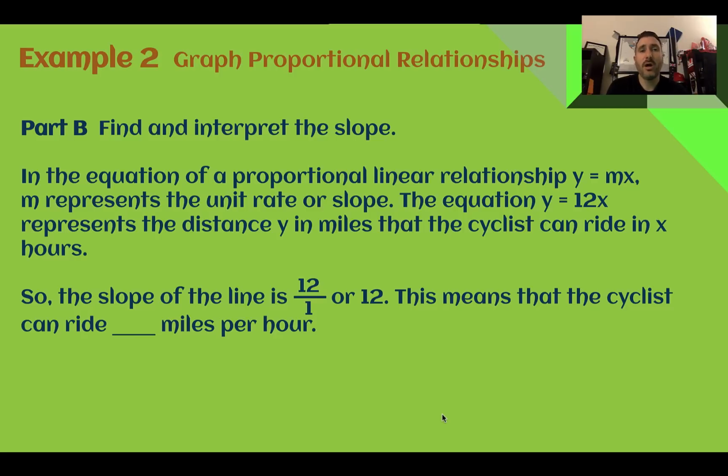Next, part B, let's find and interpret the slope. So we are given the equation y equals mx. M is the slope. So in the equation y equals 12x, 12, that is m, that should be the slope. You can find it within the equation. It's going to be that coefficient in front of x. So in this case, the slope of the line was 12 over 1. This means that the cyclist can ride 12 miles per hour.